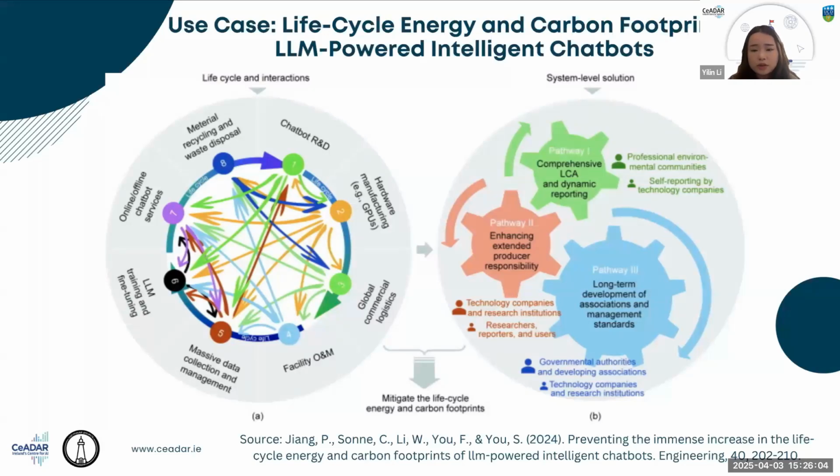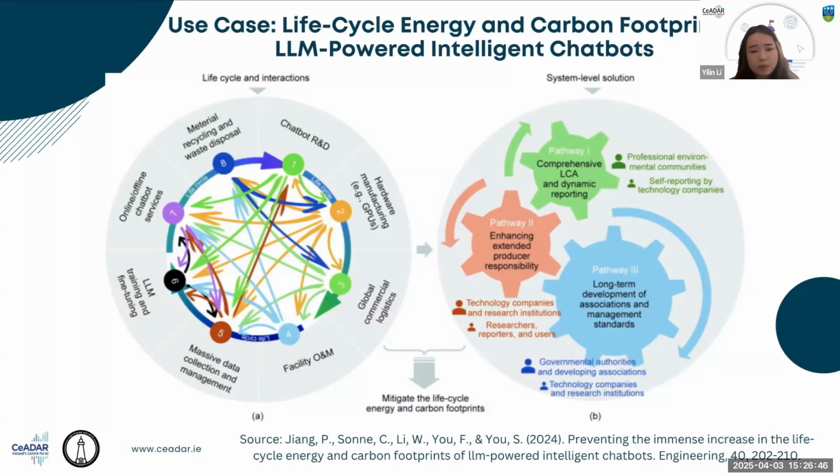So when users interact with a chatbot, they create new data, and that data is stored and used to retrain the model later. So the usage phase also loops back into the training and the data management. And even the final phase, recycling and disposal, can reduce the need for new hardware and cut energy use in production and shipping. On the right side, we can see the 3 system-level pathways to help make this entire process more sustainable.